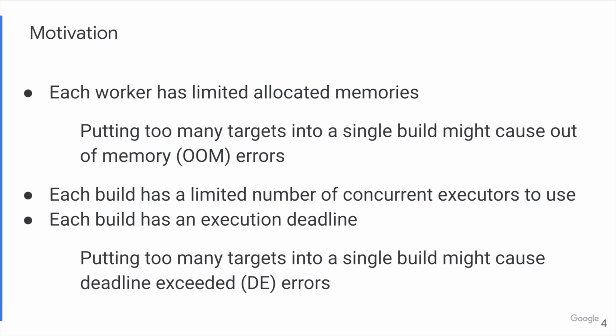However, each worker has limited allocated memory, which means putting too many targets into a single build might cause out-of-memory errors, and we call those errors WOM. Moreover, each build has a limited number of concurrent executors to use, and each build has an execution deadline, which means putting too many targets into a single build might cause deadline-exceeded errors.